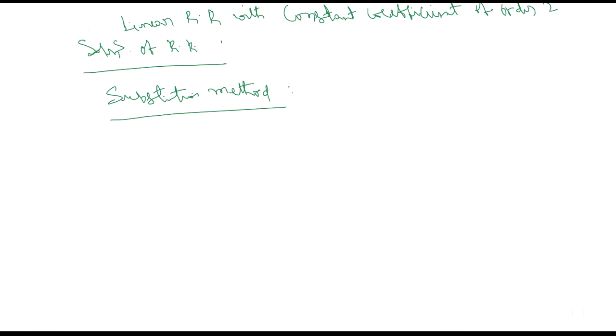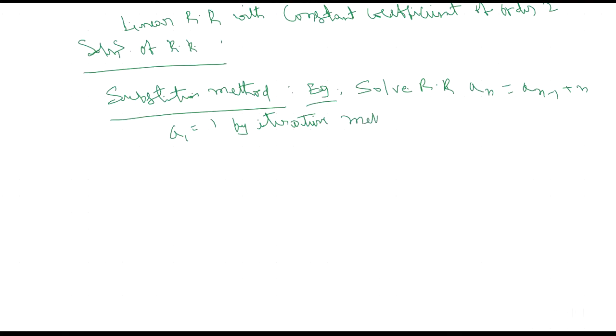Example: solve the recurrence relation an equal to an minus 1 plus n, with a1 equal to 1, by the iterative method. Solution.